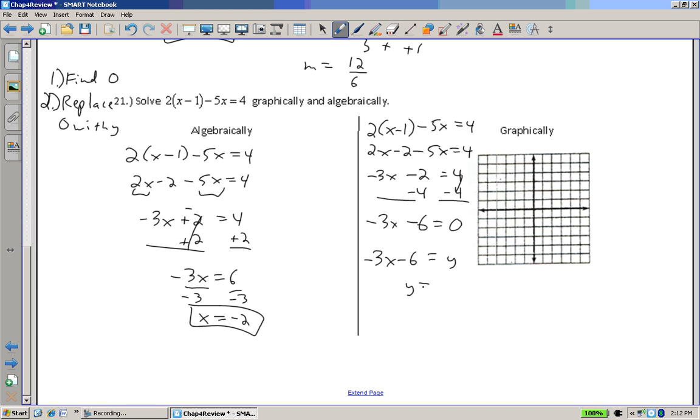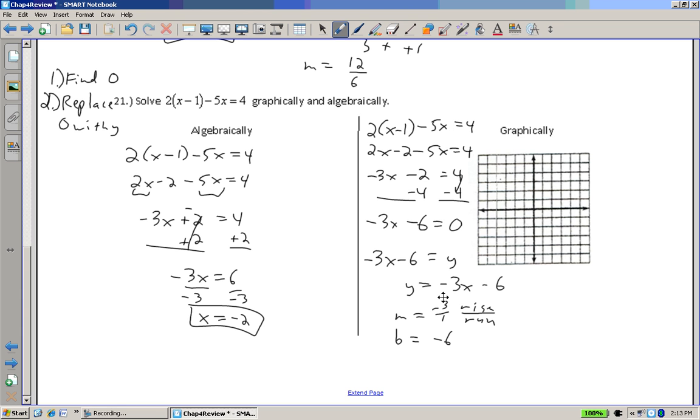Now, why would we do that? We're basically going to replace the 0 with a y, graph it, and see where y equals 0. Basically, where does it hit the x-axis? Because the x-axis is where y equals 0. So let's go ahead and graph this. I'm going to use Moby in the boat, slope-intercept form. B equals negative 6, m equals negative 3, but I'm going to put it in fraction form so I can have my rise and my run.